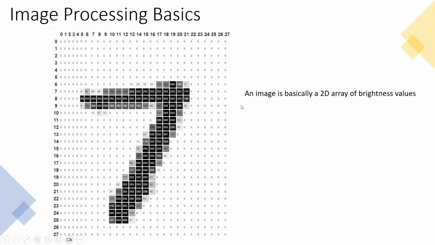That's basically all you need to know about the representation of an image. An image is represented as a two-dimensional matrix, and each element of this matrix is called a brightness value. These two things are the only things you need to know about image processing in order to understand today's lecture.